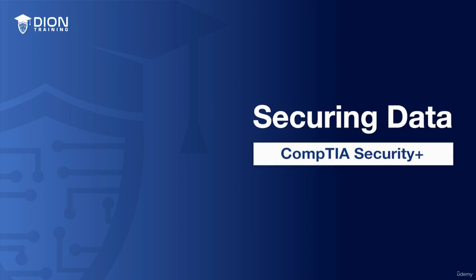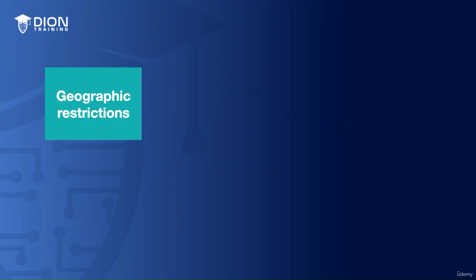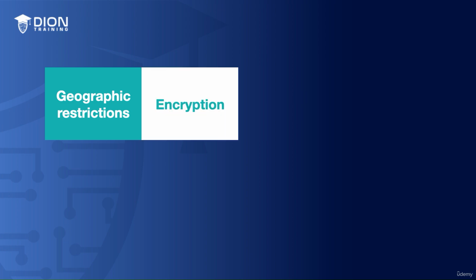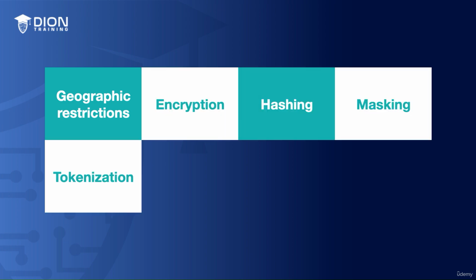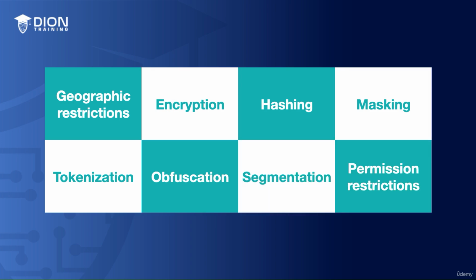Securing data. In today's digital age, data security is a top priority for organizations worldwide. As threats continue to evolve, so too must the strategies and techniques used to safeguard valuable data. In this lesson, we're going to jump into the various methods used to secure data, including geographic restrictions, encryption, hashing, masking, tokenization, obfuscation, segmentation, and permission restrictions.